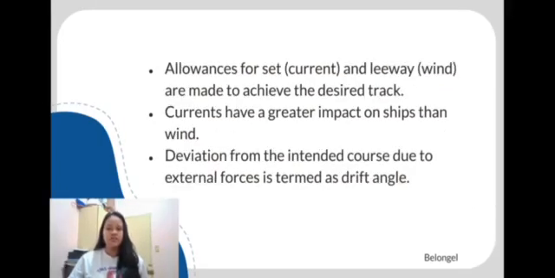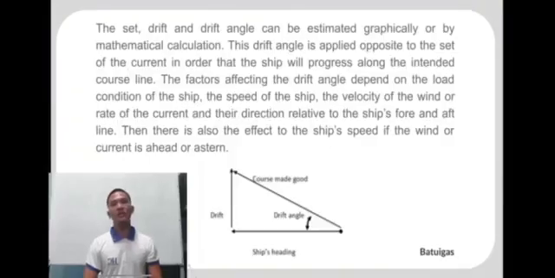Next is the allowances for set or current and leeway or wind are made to achieve the desired track. Next is the currents have a greater impact on ships than the wind. And lastly, deviation from the intended course due to external forces is termed as drift angle. In continuation, the set, drift, and drift angle can be estimated graphically or by mathematical equation. Just take a look at the illustration below. It clearly shows how the ship is moved if there are external factors such as the drift.